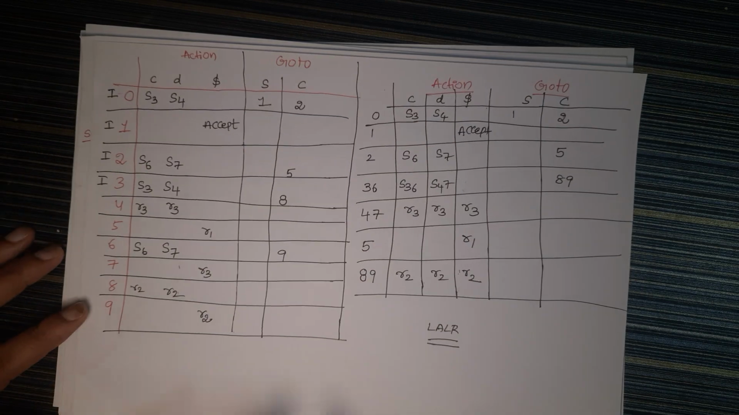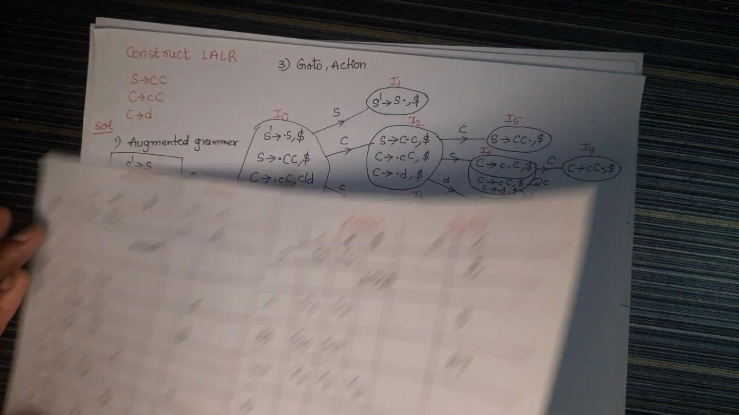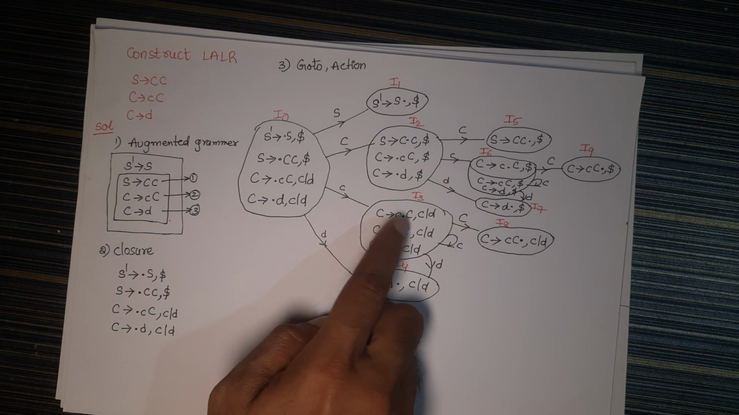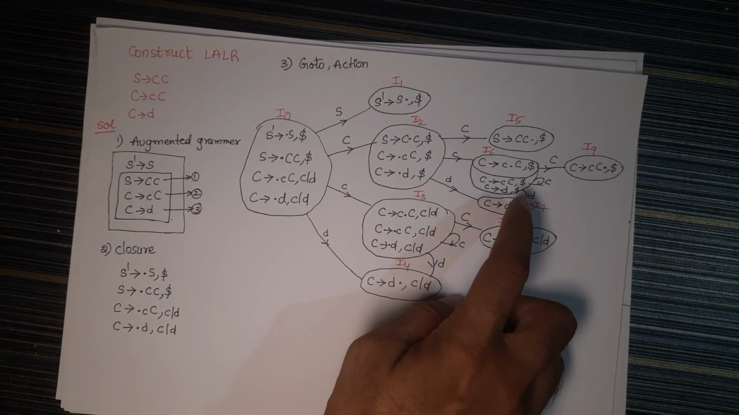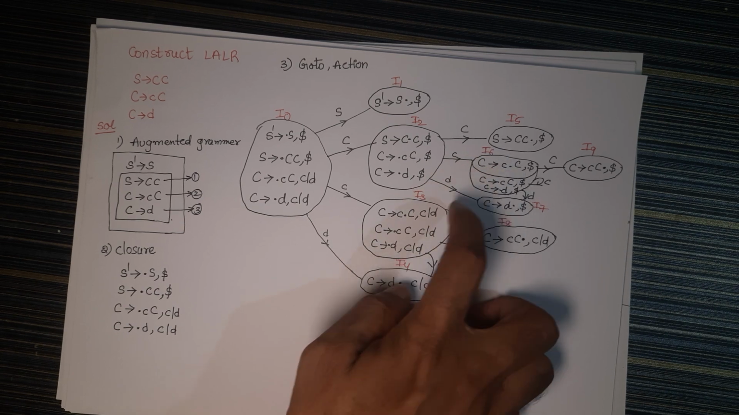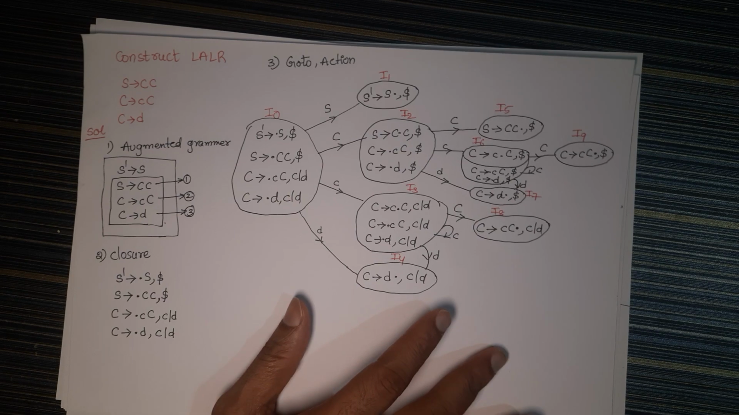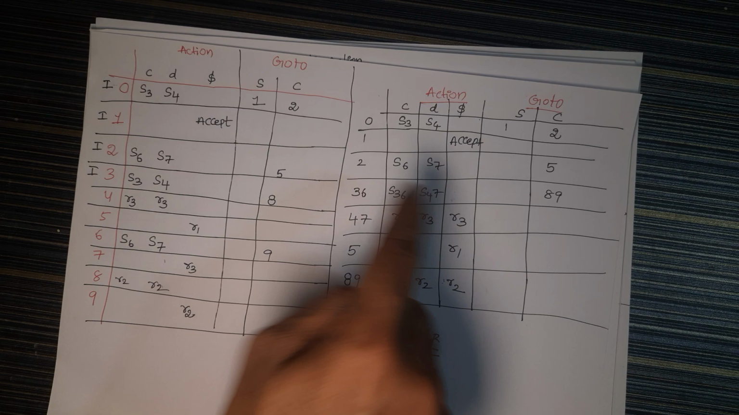After completion of this, we need to check whether any same productions are there. You see here, I3 is C tends to C dot C, and I6 is also C tends to C dot C. C by D is there, and here dollar is there. So except for the lookahead symbols, both are the same. So we are going to merge the values here.